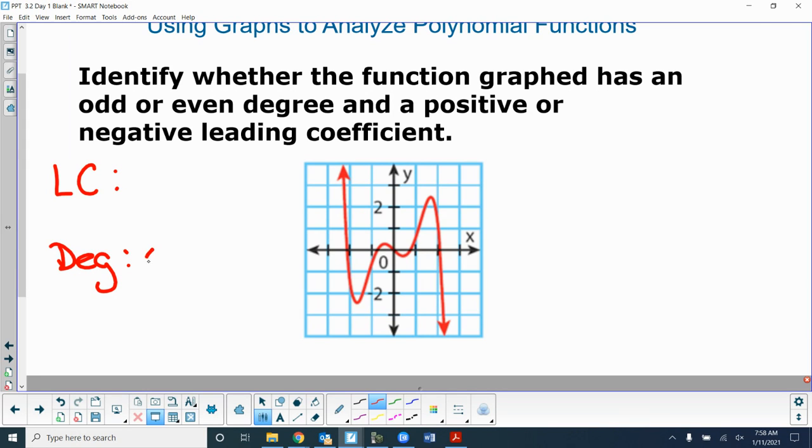All right. Looking at the far right tells you, is this positive or negative? If it's going down, negative. Okay. The degree is probably 5. 1, 2, 3, 4, 5. Yeah, because it crossed 5 times, which is an odd number, right? But you didn't have to tell actually what it was. You just had to tell if it was even or odd.